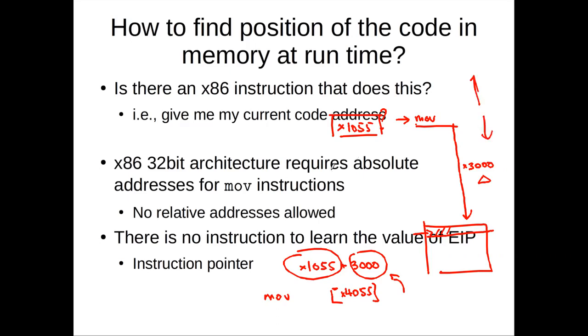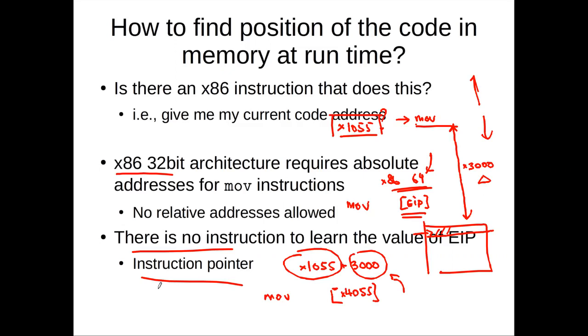So all move instructions require absolute addresses on x86 32-bit machines, right? So no relative addresses, like you can't say move relative to EIP. That's not allowed. By the way, 64-bit machines understood that this is a limitation, and now there is EIP, instruction pointer relative addressing, right? Which allows you to implement position independent code a little bit more efficiently. But there is no instruction which allows you to learn the value of the current instruction pointer on 32-bit machines.